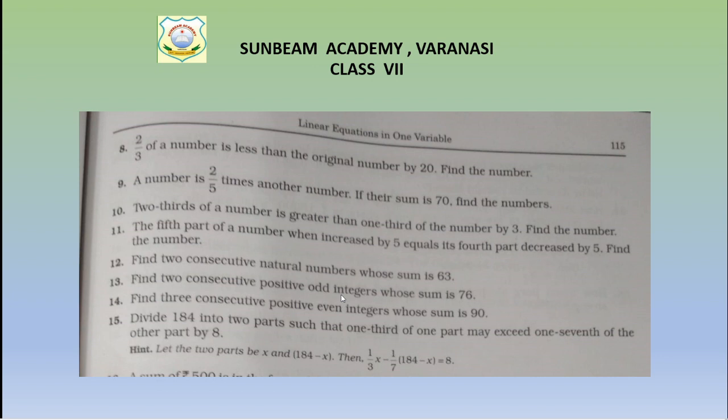We will guess that the consecutive positive odd integers are this. Can we guess many times? No. So what will we do? We will use a variable and we will relate it. We will form the equation and then we will solve. Okay. So now let's see question number 13.